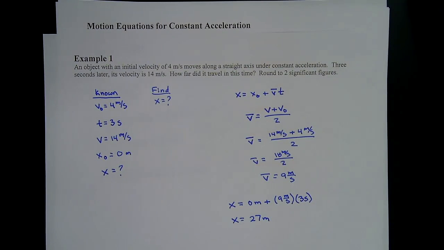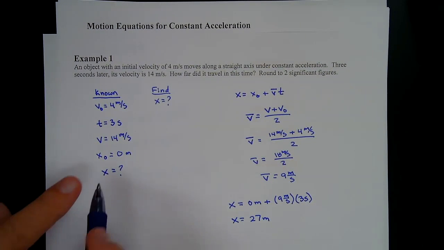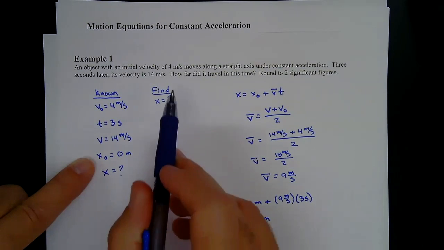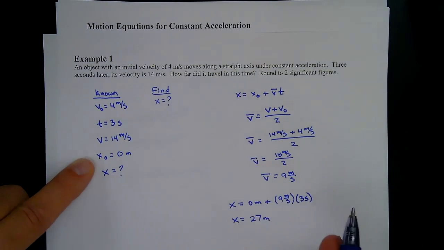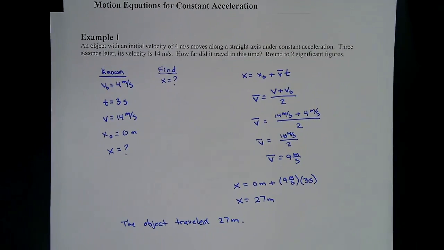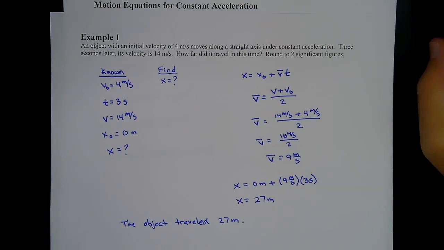So since we started at 0, since the position was 0 at time equals 0, this right here tells us how far it traveled in this time. So the object traveled 27 meters. Slide it up. So the object traveled 27 meters. That's what I meant to show you. All right, let's go to the next example.